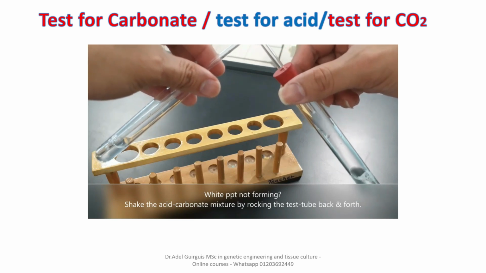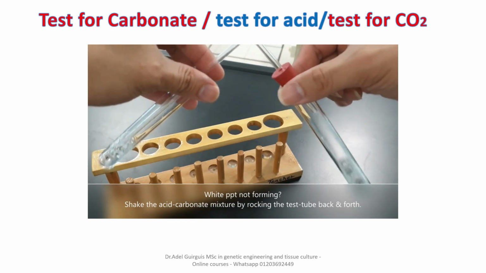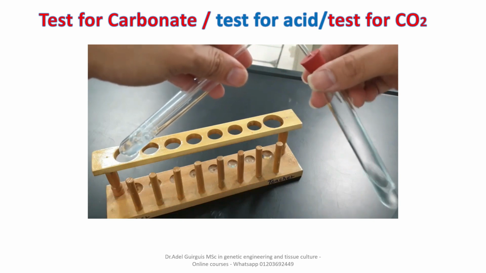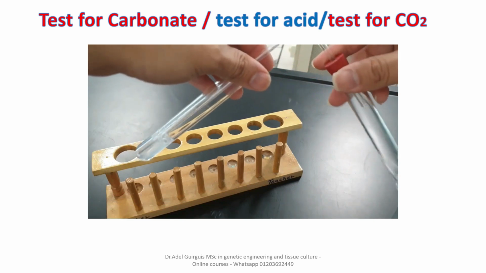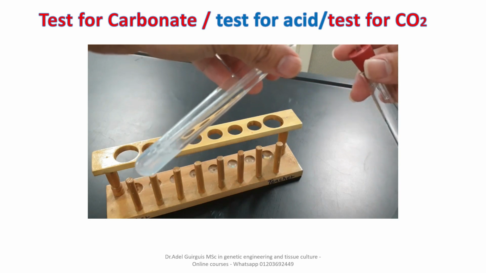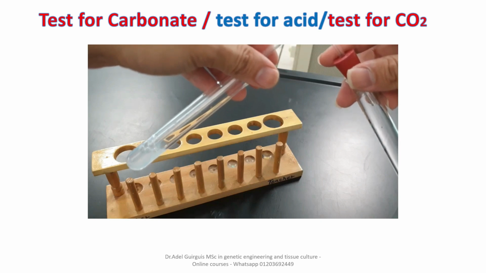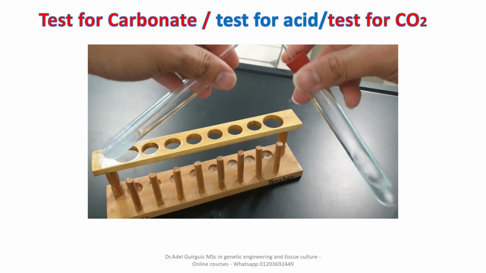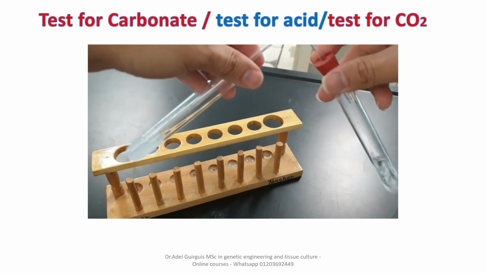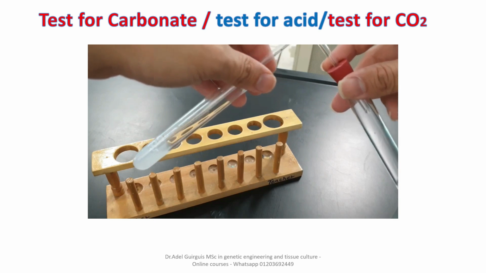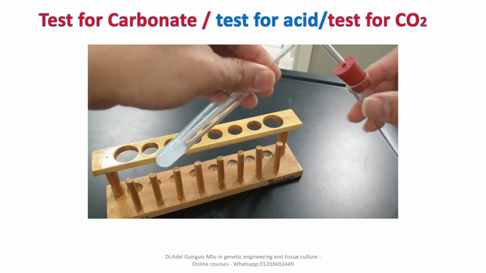clear lime water. What would happen after several minutes, a certain period of time? Look, it turns cloudy, milky or chalky. This means carbon dioxide is released. It confirms that one of the reactants is an acid, and the second reactant is either a carbonate or a bicarbonate, I mean hydrogen carbonate.